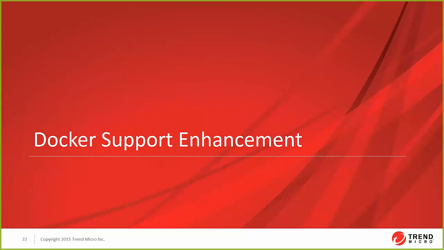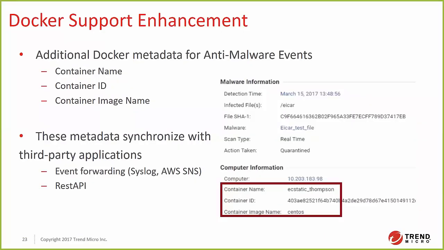And then the next enhancement we have is the Docker support. In 10.1, we continue to build on the feature set that we started in Deep Security 10 for Dockers. Enhancements added in 10.1 for Dockers include container information for anti-malware events. Like, for example, for anti-malware events detected within a container, we now provide the container ID, the container name, the image name, and also container information is propagated to external applications via event forwarding.